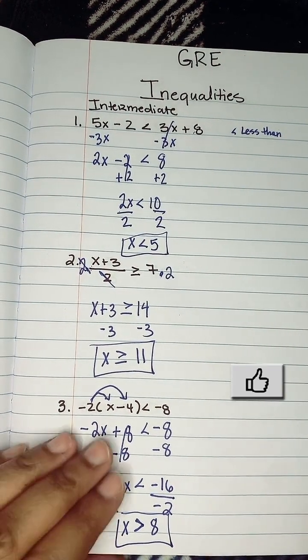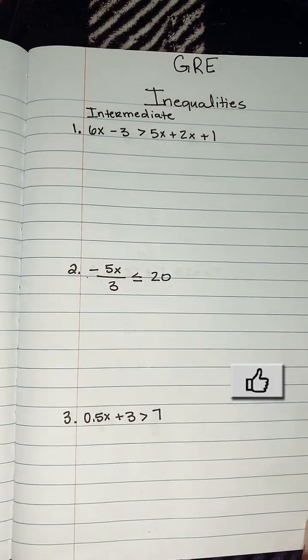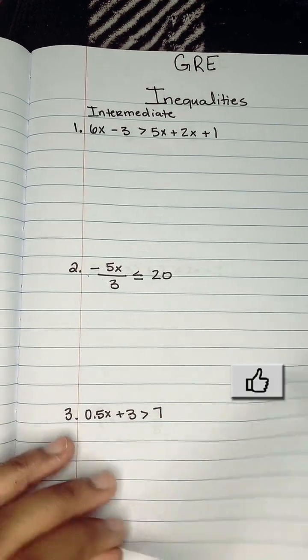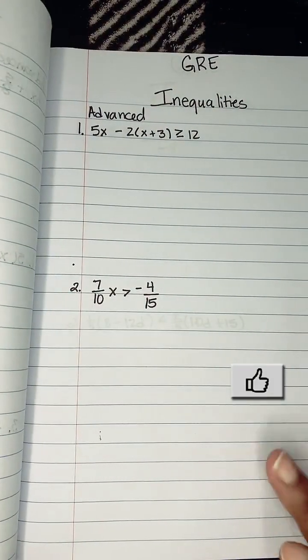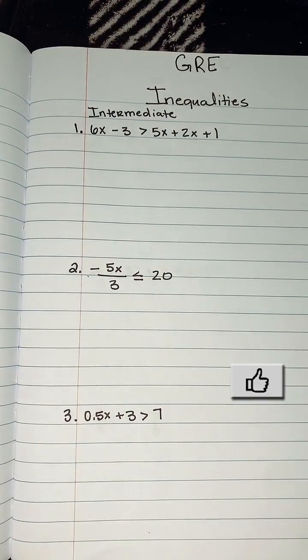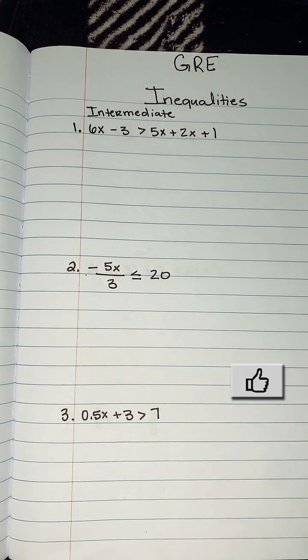Wonderful. All right, you guys. Perfect, perfect. Let's keep it pushing. So these are intermediate questions. The GRE does have intermediate and advanced level. So that's what we're working on.